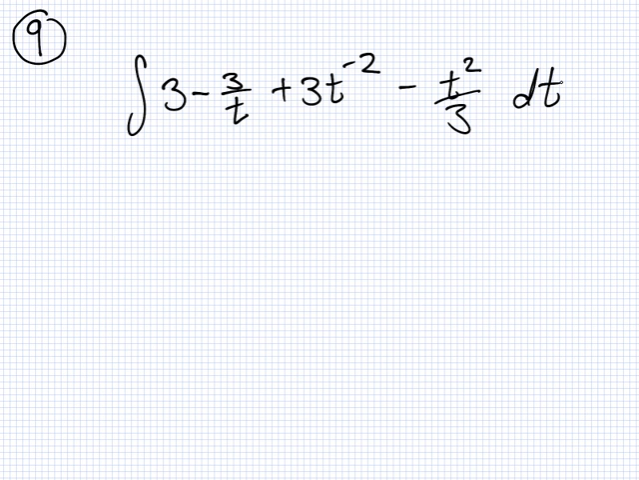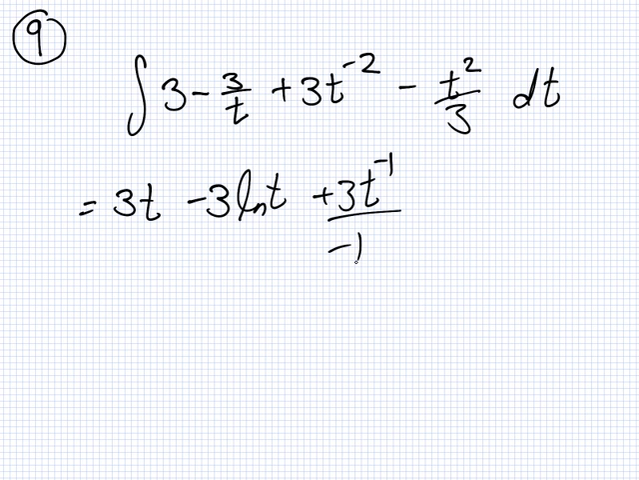I did not change this into t minus 1 because this is special. It's special because this one becomes log. So the answer here is 3t minus 3 log t plus 3t minus 1 over minus 1 minus... increase the power, divide by the new power. Yeah? Did you get that? Yes? Jerry? Yeah?